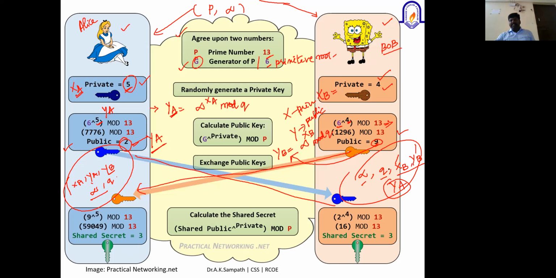Similarly, Bob, along with his own information, will have Alice's public key. Based on this information, both ends will do the calculation. The secret key generation formula at the sender end, or Alice's end, will be YB, which is the public key of user B, power XA mod Q.